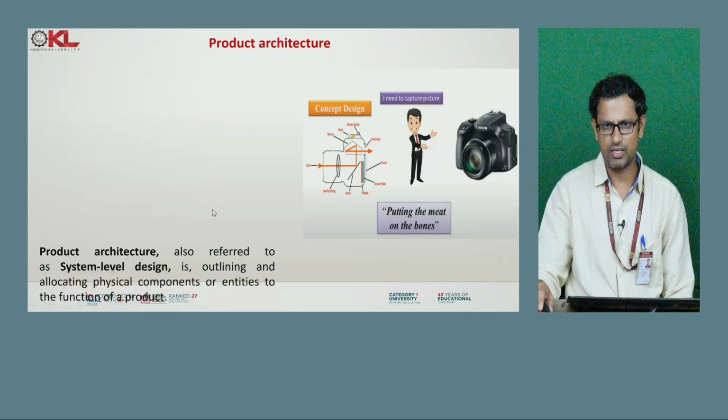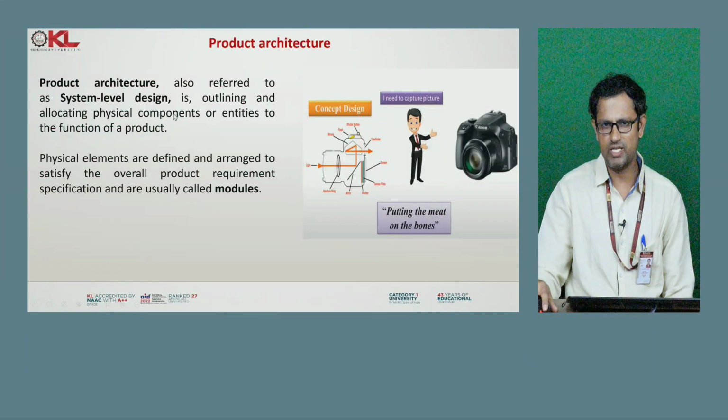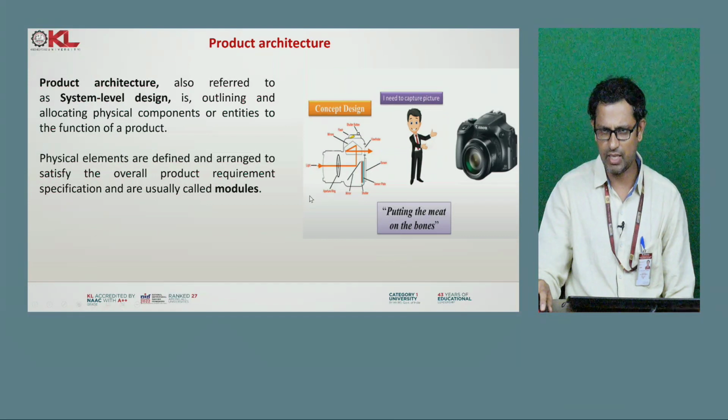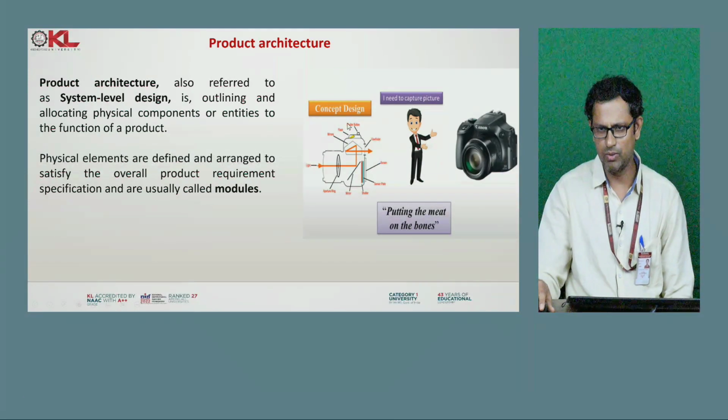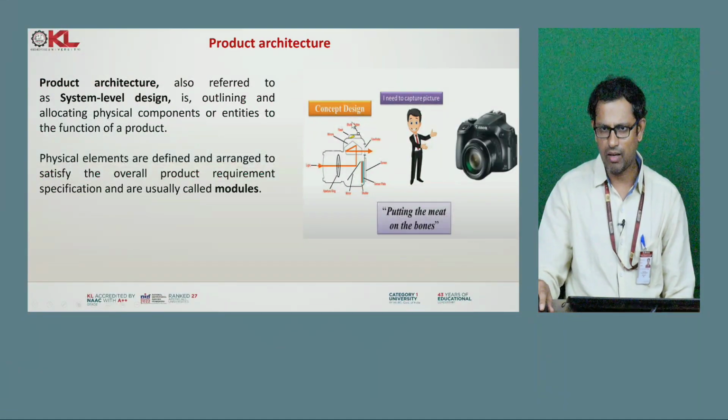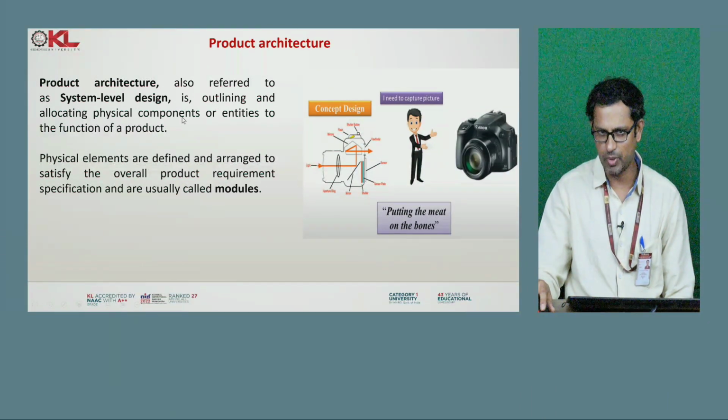First one is the product architecture. The product architecture majorly includes outlining and allocating the physical components or entities to the function of a product. For example, if I am working on the designing of a camera, this is my concept. That means I will do the concept, okay, my camera should look like this. It is the output of your concept design. And after this concept design, what will we do? We will outline and allocate the physical components. Those physical components we call modules. So we will add the modules to this product.